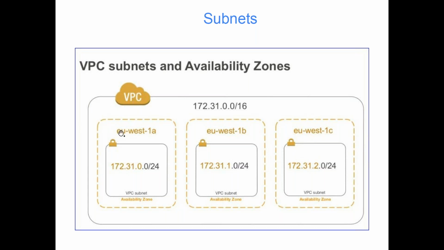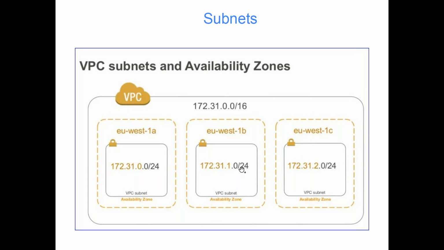We are creating an availability zone EU-West-1A. That's one availability zone. EU-West-1B is the second one, and EU-West-1C is my third availability zone. You can notice that every availability zone has a separate range, like 172.31.0.0/24. This number is small, right? But the smaller the number, the bigger the range. /16 is a bigger range, and /24 is a smaller range. So this range is allocated to this availability zone, and the next one is different, right?